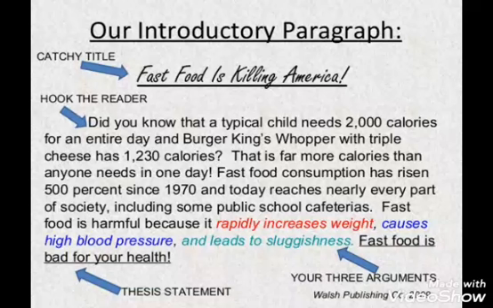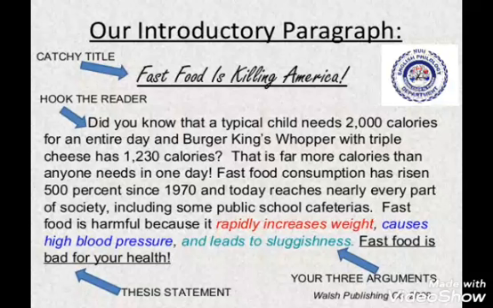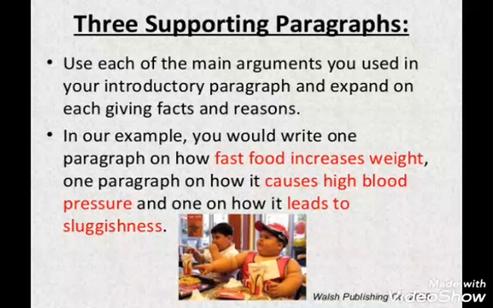First, a catchy title: Fast food is killing America. Then, hook the reader. Did you know that a typical child needs 2,000 calories for an entire day, and a Burger King Whopper with triple cheese has 1,230 calories? Thesis statement and your 3 arguments are given in this introductory paragraph. Look, fast food is harmful because it rapidly increases weight, causes high blood pressure, and leads to sluggishness. Fast food is bad for your health.